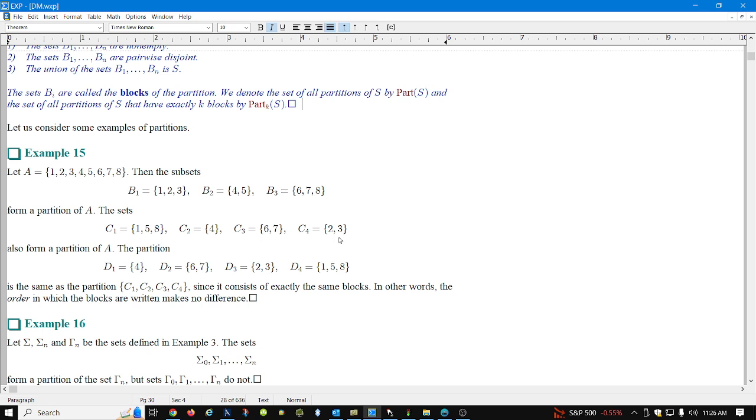This is also a partition of A into 4 blocks. This is the same partition. The blocks are identical except in the order in which they're written and also their designation. I use capital C's here and capital D's there. And I did this for a reason. These two partitions are the same because the order in which the blocks are written is irrelevant. There's no sense of order among the blocks.